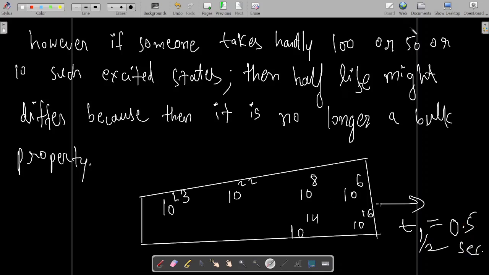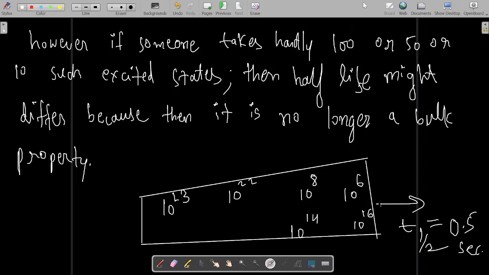But if you go to the micro level, that is 5 such excited states, 10, 50, 14, 20, 23, 24 such excited states, then the half-life will no longer be a bulk property, and it will not come to 0.5 second; it will come to some other number. It might be 10 years, or 2 years, or 1 minute. It will be different, no longer a bulk property, but a micro property. So that is the situation which we have with us.